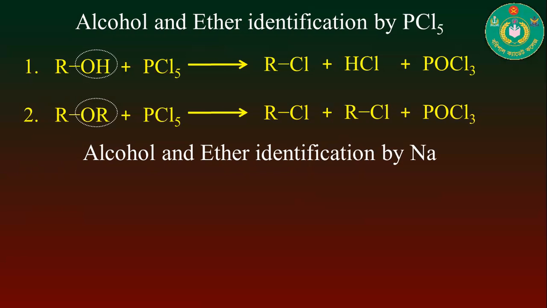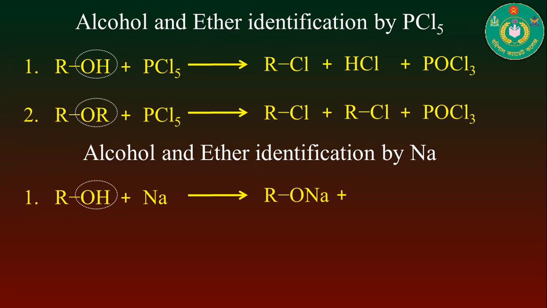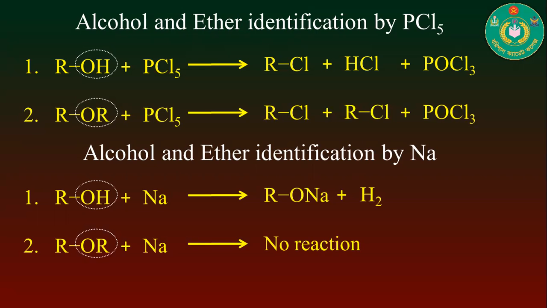And another test is the sodium test. When sodium is added to an alcoholic compound, then sodium replaces the hydrogen atom from the alcoholic compound and sodium alkoxide is produced with hydrogen gas evolved in this case. But in the case of an etheric compound, this type of reaction cannot happen, and by this test we can easily differentiate alcohol from etheric compound.